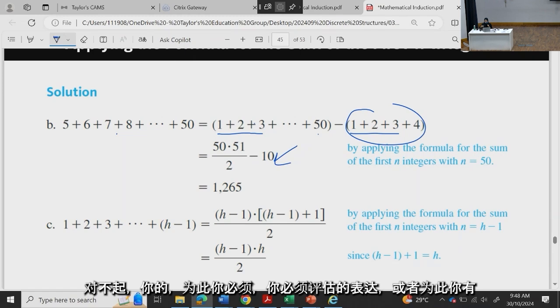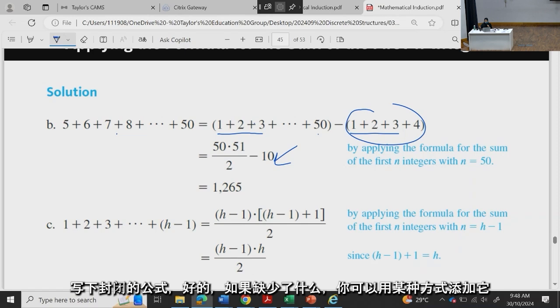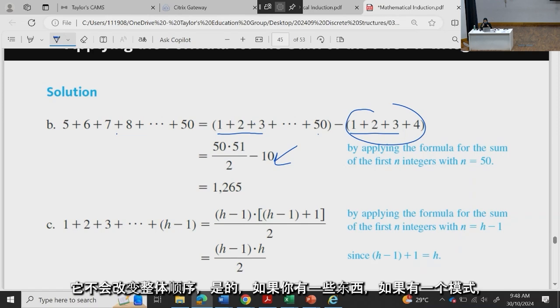For which you have to evaluate the expression, or write down the closed formula. So if there is something missing, you add it in a way that it doesn't change the overall sequence.